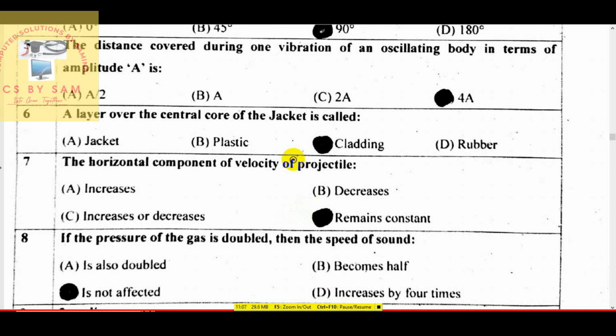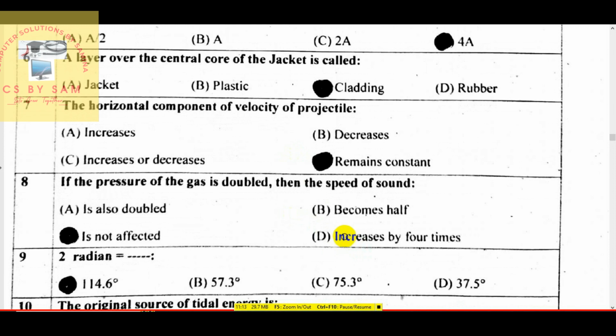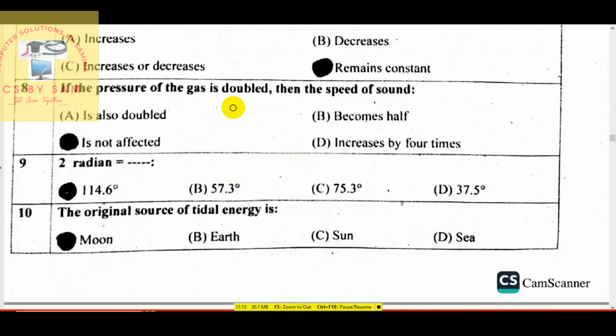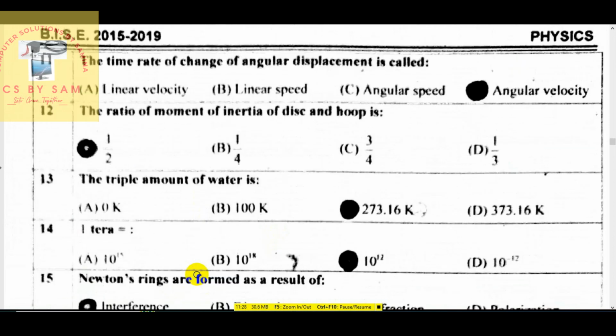A layer over the central core of the jacket is called cladding. The horizontal component of the velocity of the projectile remains constant. If the pressure of the gas is doubled, then the speed of the sound is not affected. 2 radian is equal to 114.6 degree. The original source of tidal energy is moon.